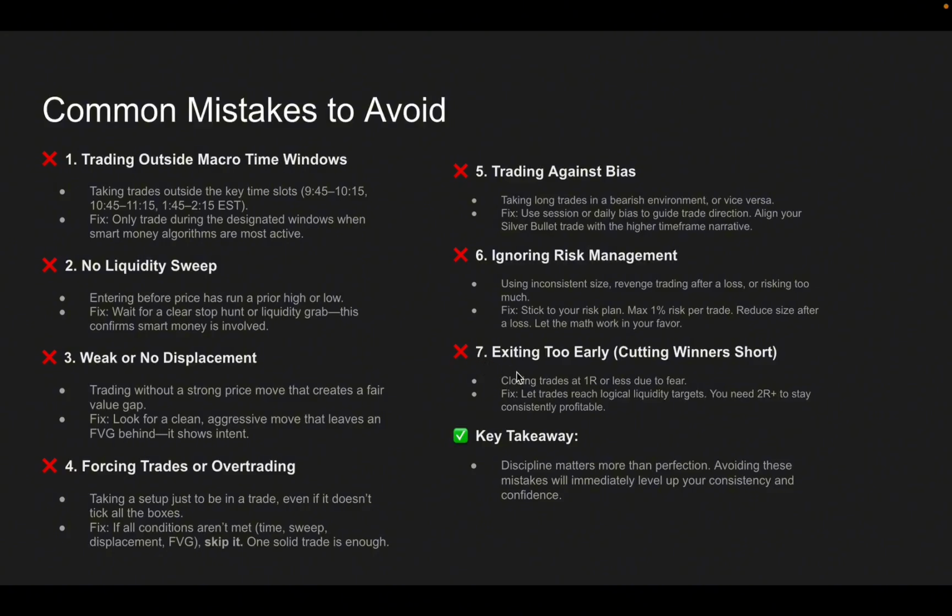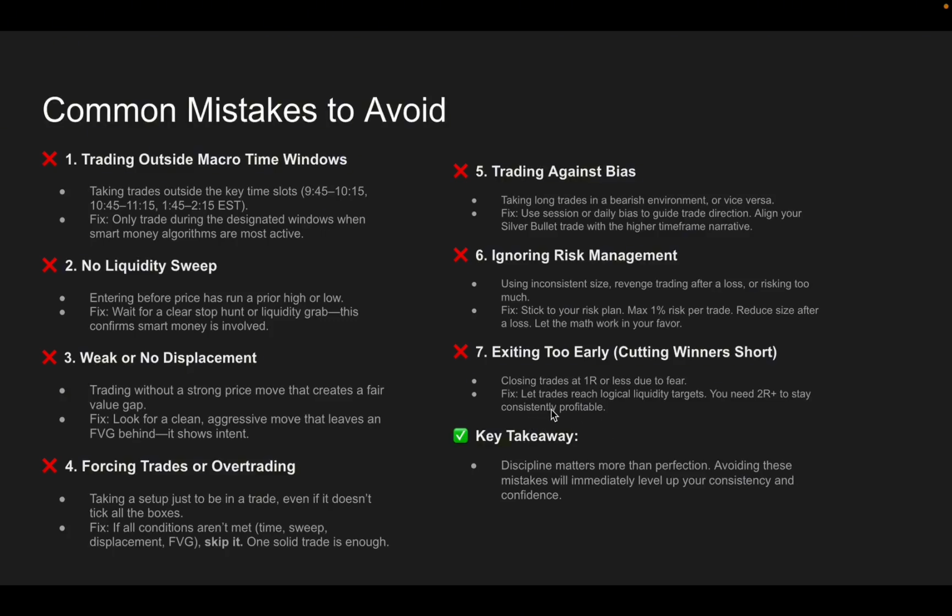So number 7, exiting too early, so cutting the winner short. Say you take a nice clean A plus setup and it's running in your favour. You do not want to be closing the trade at 1 risk to reward or less, just because you see a little amount of profit, and just because you see money in the trade, the P&L going up and up and up. The last thing you want to be doing is worrying about losing the P&L and trying to take profits early, because over time, if you keep doing that on a consistent basis, it's going to turn into a habit, and then that habit over time will have quite a negative impact on your overall profitability as a trader.